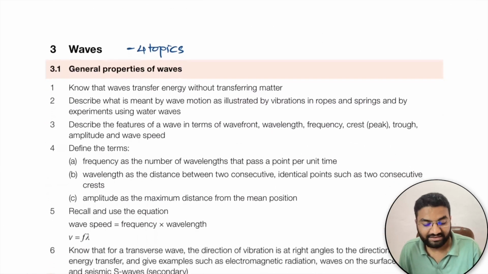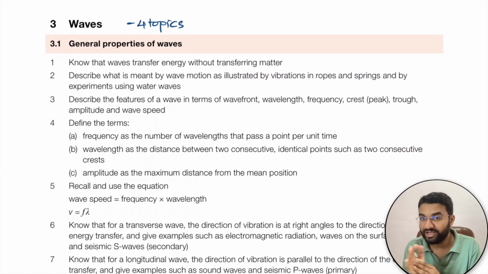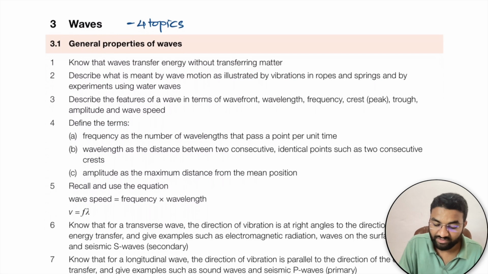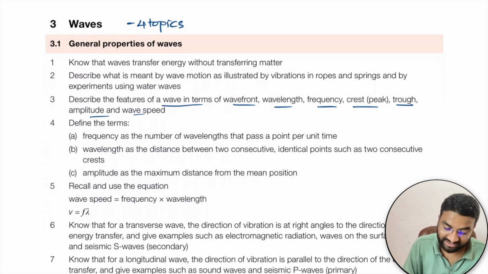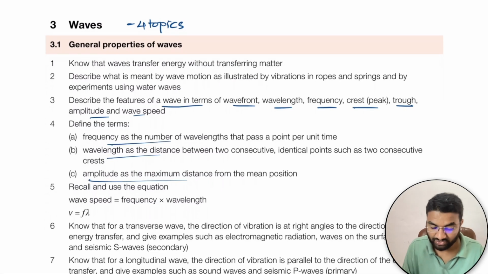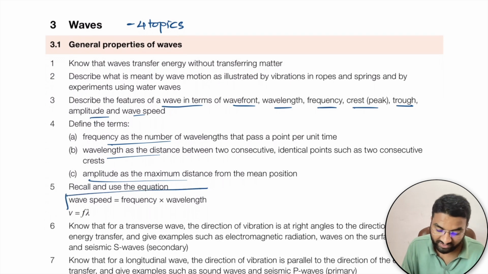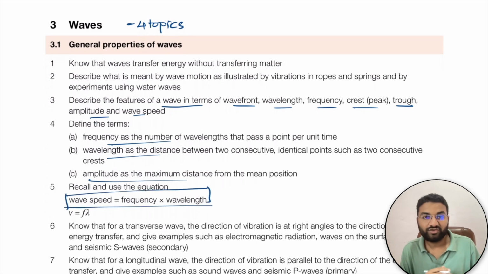That's it. Then the next part is wave physics. In wave physics, you will have four topics. In the first part, you have to understand the general properties of waves, including features such as wavefront, wavelength, frequency, crest, amplitude, and wave speed. Then we have to understand the frequency, wavelength, and amplitude. The wave equation is wave speed equals frequency times wavelength.